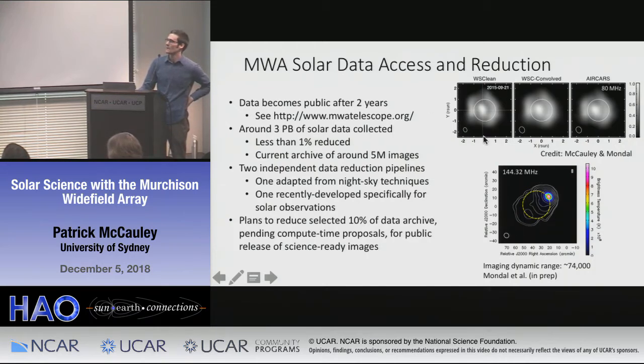The WSClean pipeline that I developed still has some advantages, though, over AIRCARS, namely that it can do the polarimetric calibration, which isn't yet possible with AIRCARS. So it is a bit of a chore to reduce the data. It's not super straightforward to just download it and install the software and do it. So we have 2 proposals right now, one in Australia and one in the States, to try to reduce a significant fraction of our data archive and then release science-ready images to the broader community so you don't have to reduce those yourself.